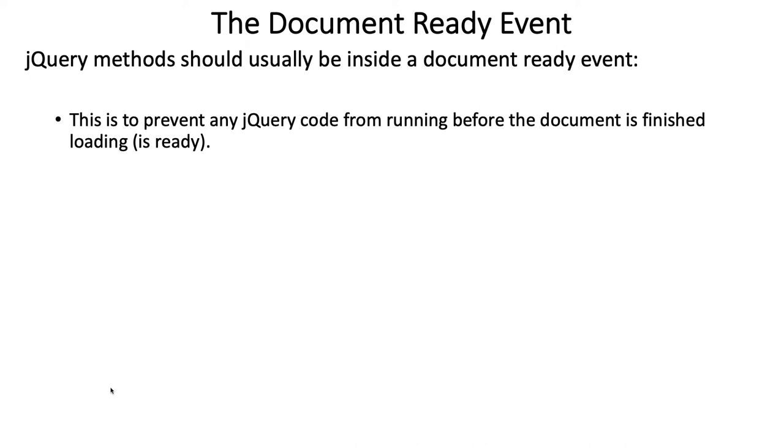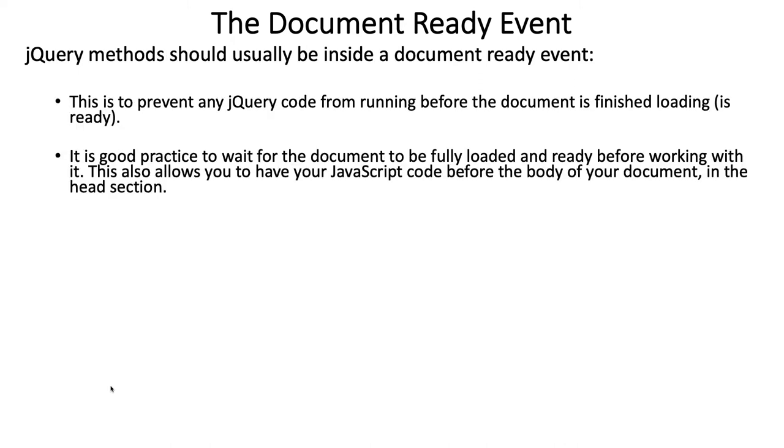jQuery methods should usually be inside the document ready event. This prevents jQuery code from running before the document is finished loading and is ready. It's good practice to wait for the document to be fully loaded and ready before working with it. It also allows that you have your JavaScript code before the body of your document in the head section.